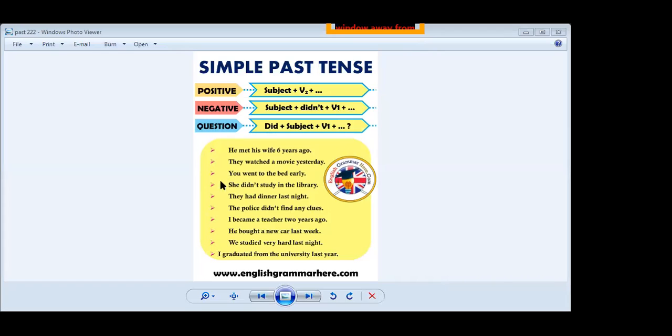Okay, student? Look here. She didn't study in the library. She didn't study. Here we have a negative sentence, okay?